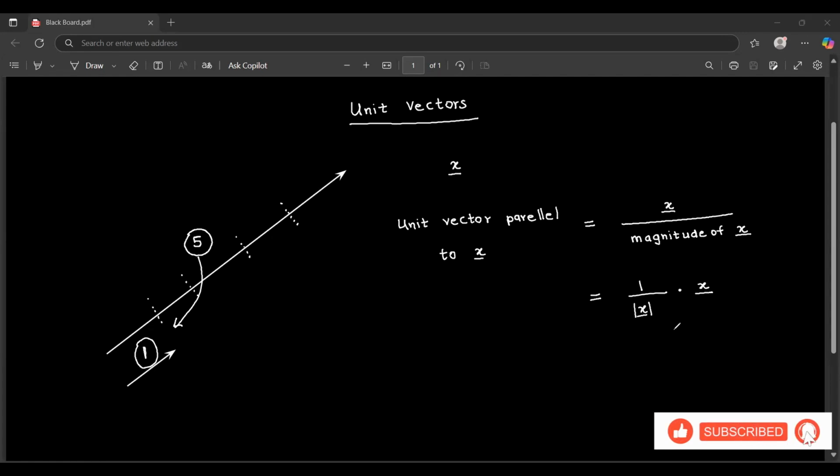All right, so what are the key points that you should take away? The magnitude of a unit vector is equal to 1. And the second thing is this specific equation that you should be able to apply when you're facing questions. Well, let's try a question right now.